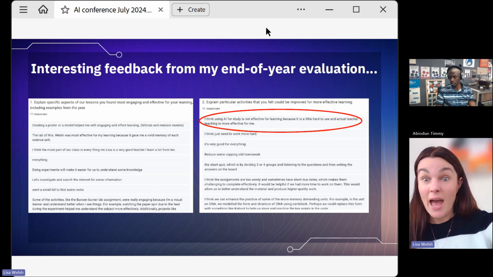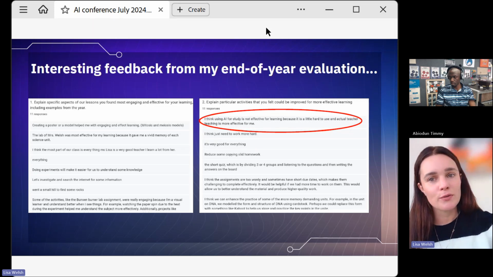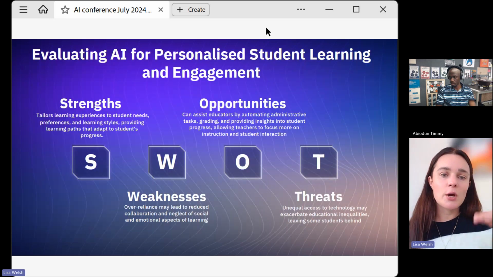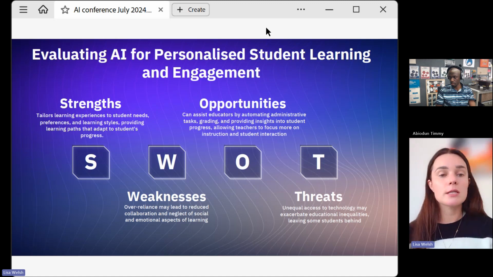I'm still going to use AI this year, and I'm excited about improving my lesson plans. But I did think that was very interesting to hear from the students that they do still prefer us in the classroom. So based on everything we've talked about, I'm just going to round this up.